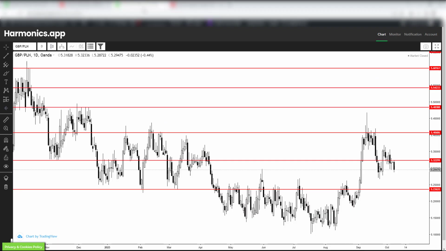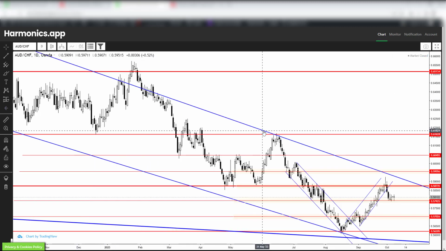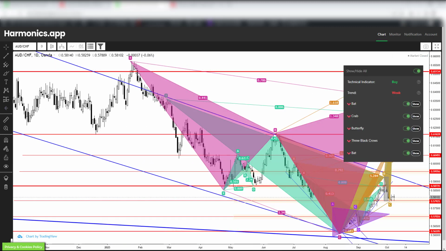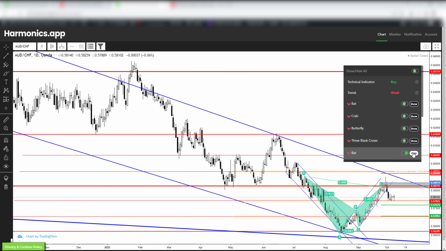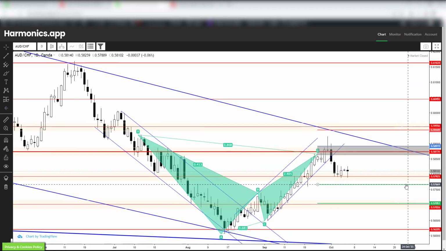Just a minute. GBP PLN, sorry, this one should be Australian dollar against Swiss franc. Sorry, let's do it like this. Okay, let's make this one and see where the bad pattern is. Here it is. Okay, and let's stretch this one like this.